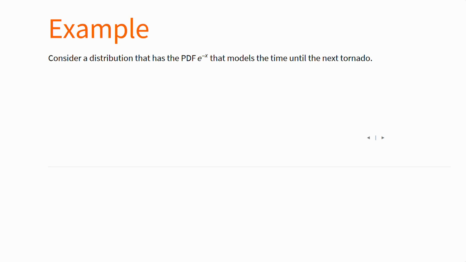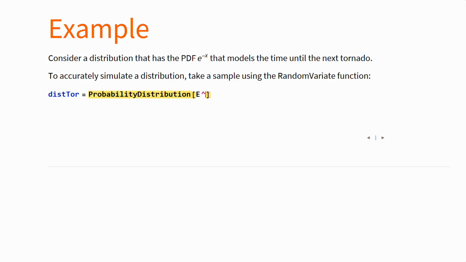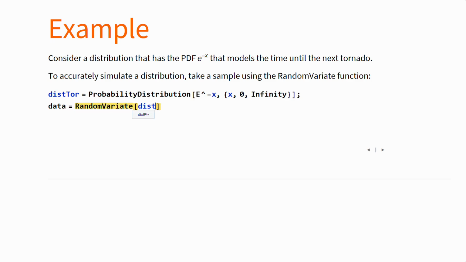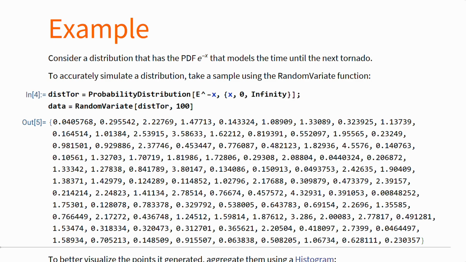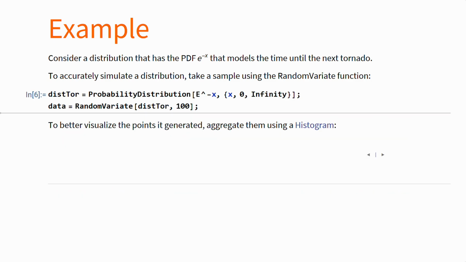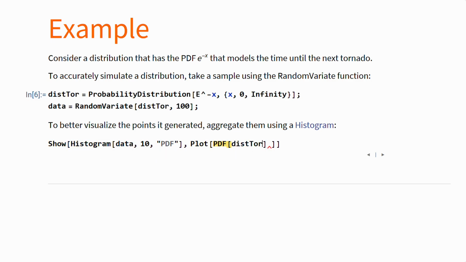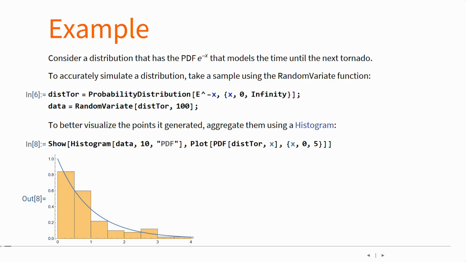Okay, so we did it with a discrete random variable, but what about the continuous version? Imagine a region with annual tornadoes, where the time until the next tornado is a random variable with PDF e to the power minus x. Just create a distribution with e to the power minus x and simulate 100 variates over that distribution. This is what continuous random data looks like. As seen before, use the histogram of the simulated data and plot the theoretical distribution to confirm the matching.